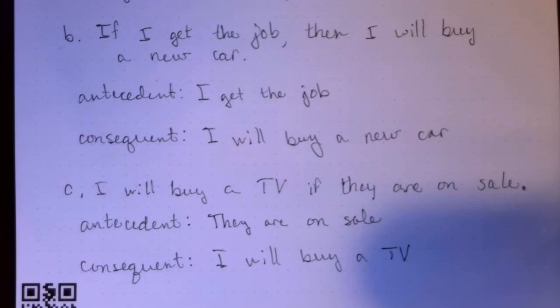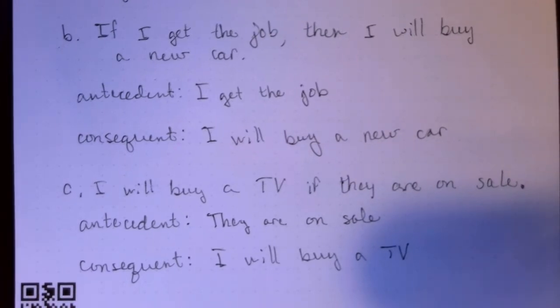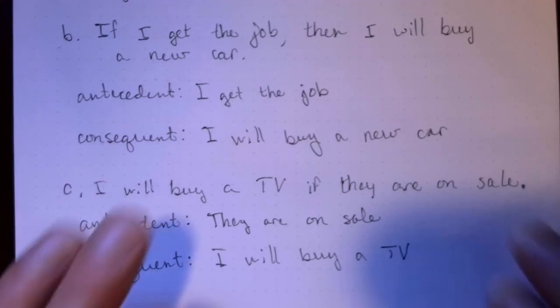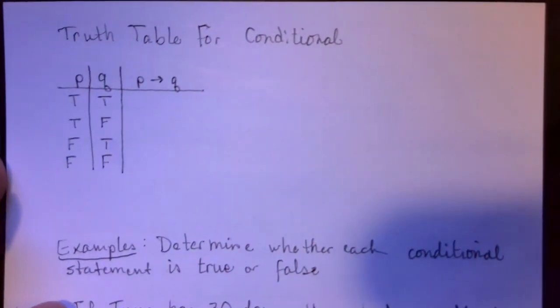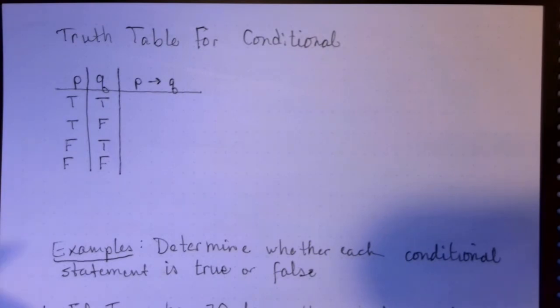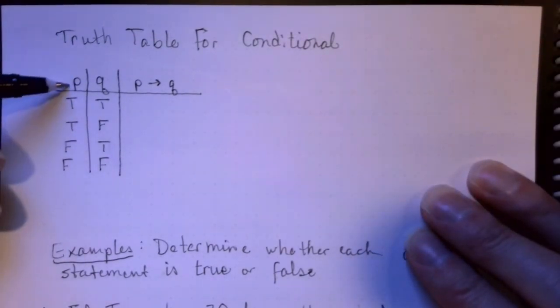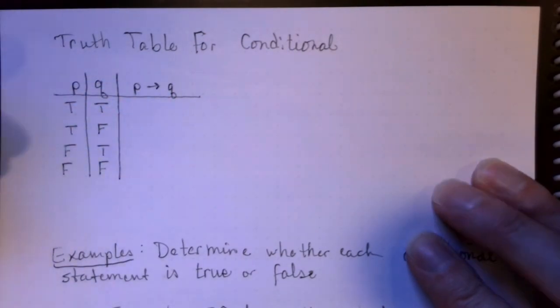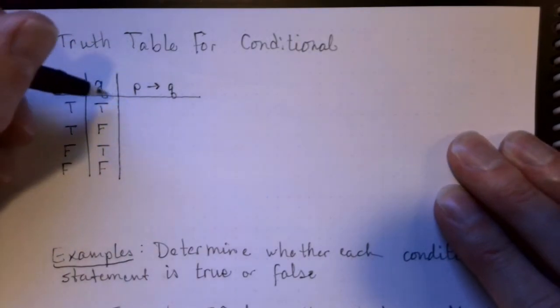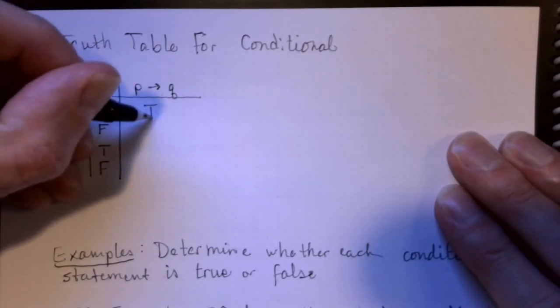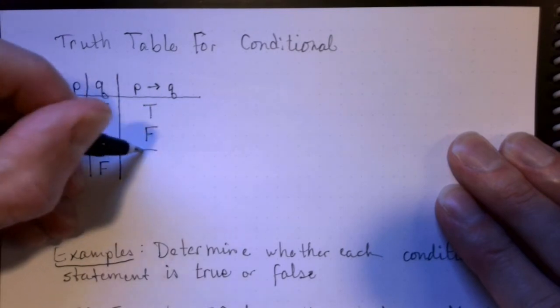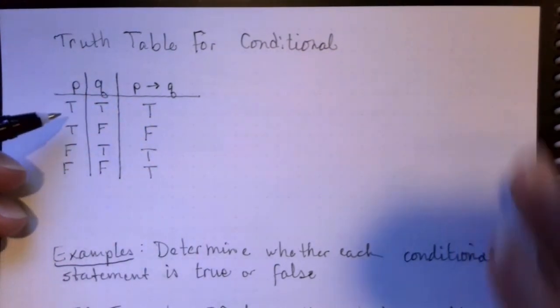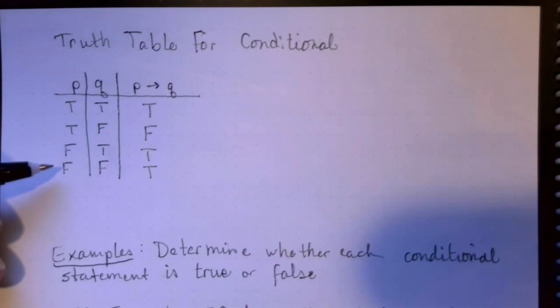Okay, so now that we've looked at those, let's talk about the truth values of a conditional statement. A conditional statement is a special type of compound statement. So you need two statements in order to make a conditional statement. You need the antecedent and you need the consequent. We actually discussed this in an earlier video, but these are the truth values of a conditional statement based on the truth values of the component parts.